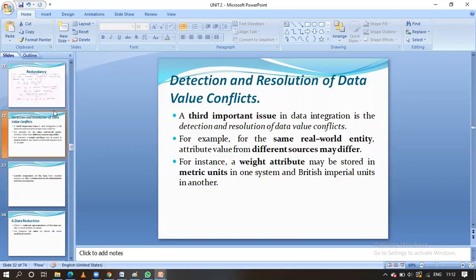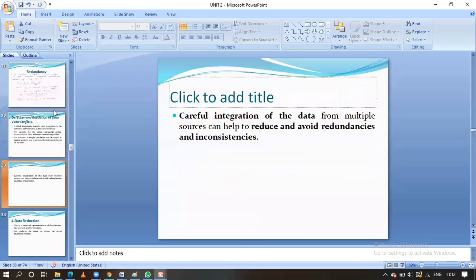For suppose, in India I'm using the kg. In UK they are using the pounds. In USA they are using another measure for weight. So while combining that we have to take this consideration into account. Integration related issue.